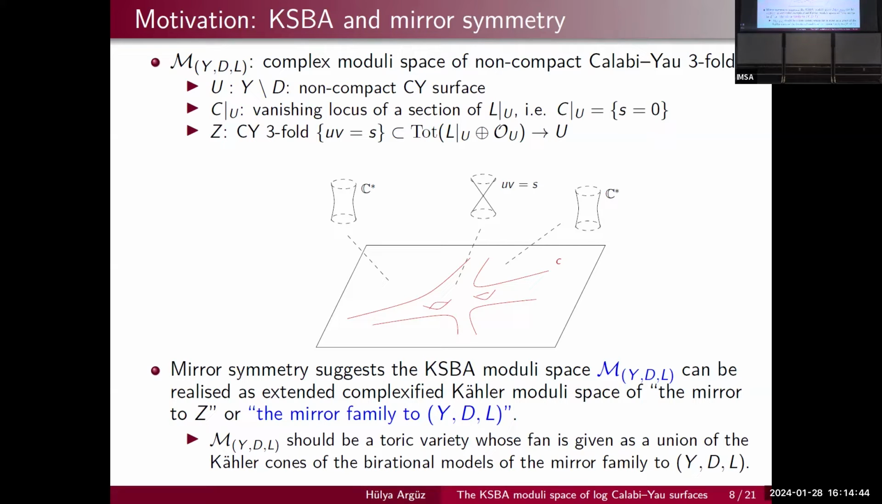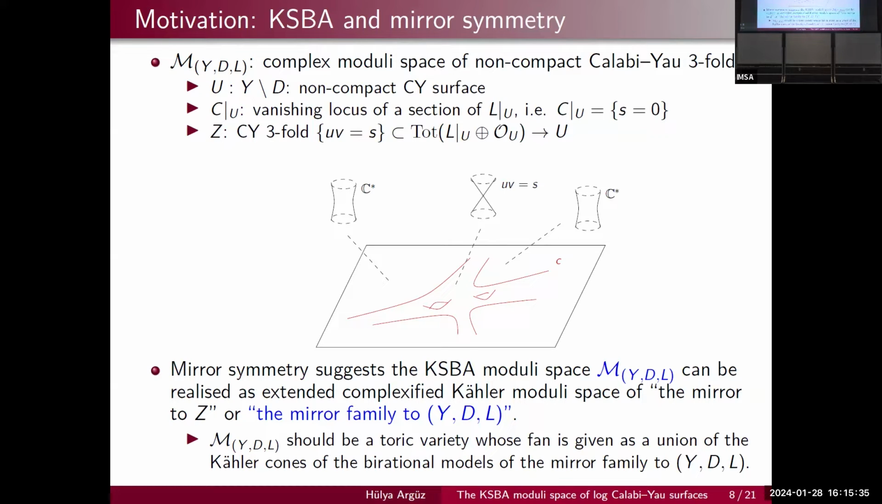Then you can consider this Calabi-Yau threefold, which I call X here, associated to your (Y,D,L). This is the threefold given by the locus UV equals S inside the total space of the sum of the line bundle L and the trivial line bundle over U. Here I try to draw a picture of U and C inside here. I draw the real picture of the curve C. Everywhere apart from C, you have a C star, and over every point of C, you have U equals S, where U is a coordinate on L and V is a coordinate on the trivial part. So you can form a threefold like this associated to (Y,D,L), and the KSP moduli space captures the complex moduli space of such threefolds.